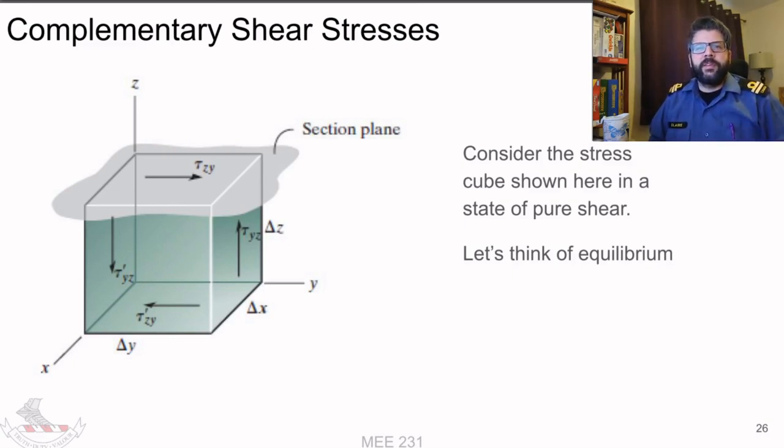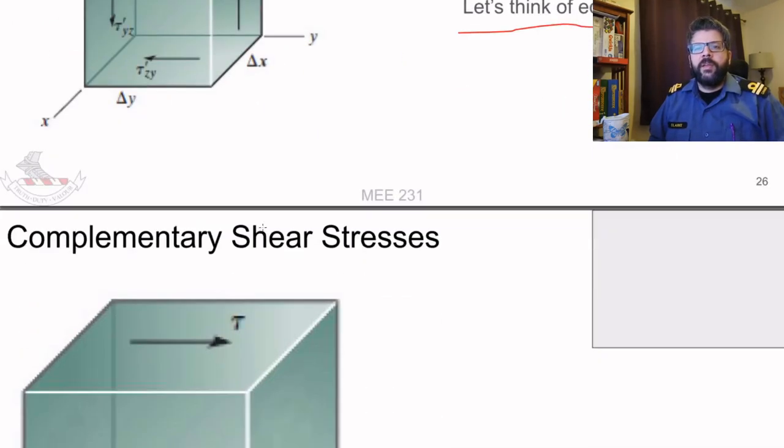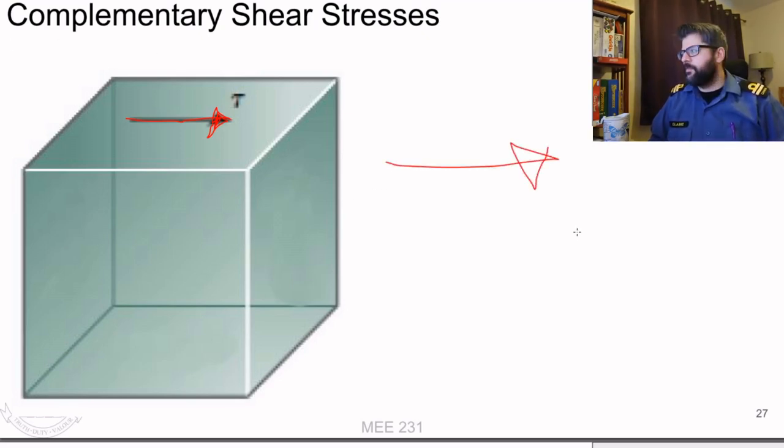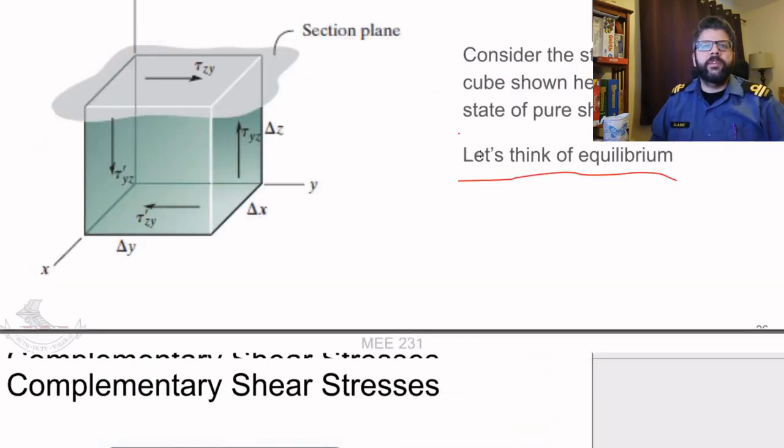So if we look at this cube here, let's think about it in terms of equilibrium. If we were to take this cube and apply a shear force to the top of it, what would happen if that's the only force acting on that little cube? Well, that thing would shoot off and accelerate in that direction. That's not what we want. So we know that the sum of the forces in the, let's see, what is the directionality here?